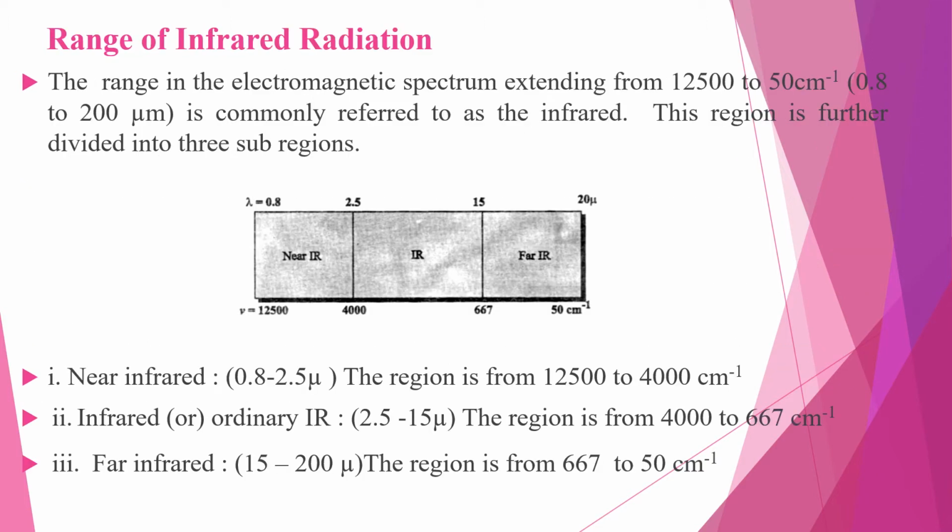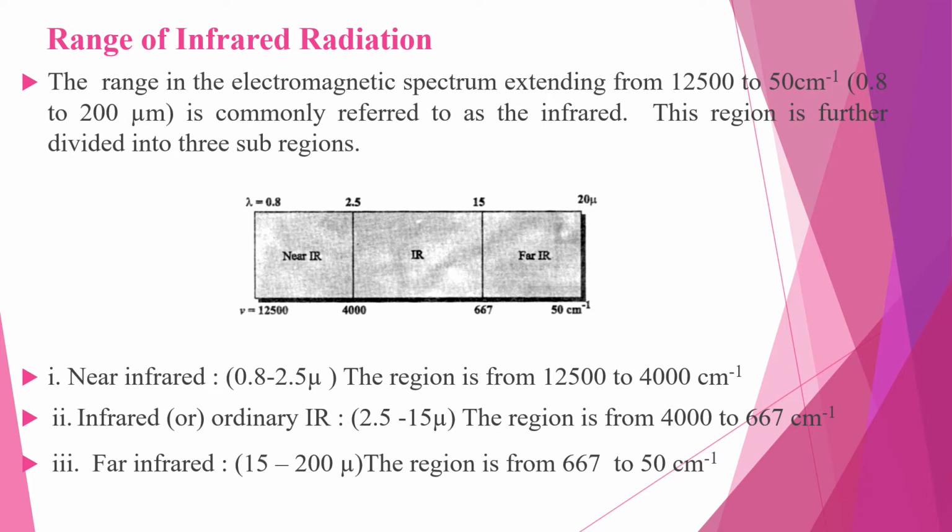Range of infrared radiation. The range in the electromagnetic spectrum extending from 12,500 to 50 cm⁻¹ is commonly referred to as the infrared. This region is further divided into three sub-regions. One is near infrared. The region is from 12,500 to 4,000 cm⁻¹. Second one, infrared or ordinary IR.